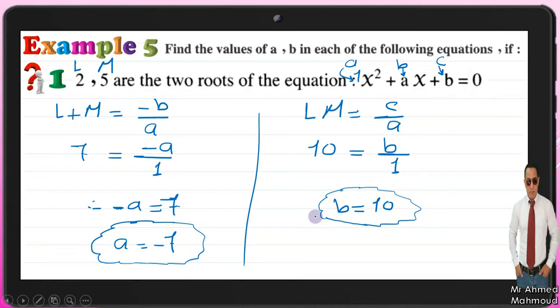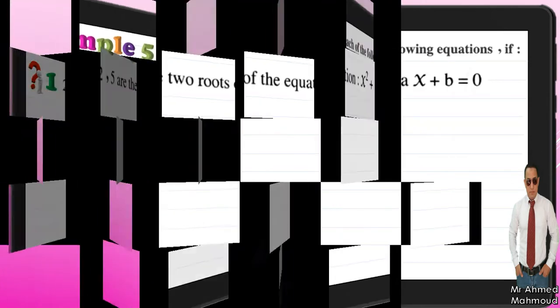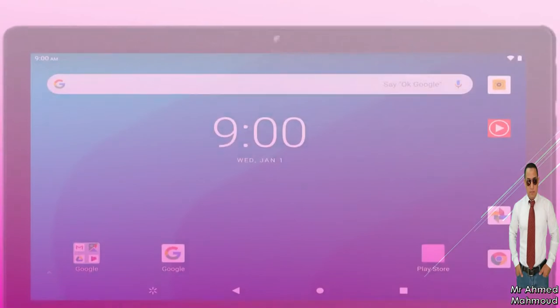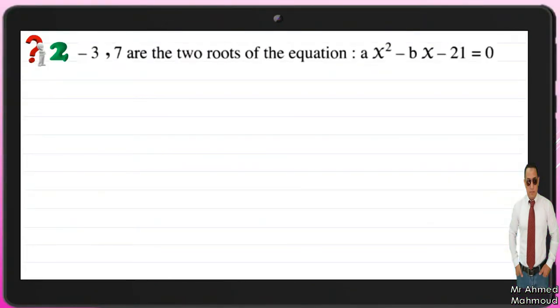Okay, this is number 1 in question 5. Number 2. Negative 3 and 7 are two roots of the equation ax power of 2 minus bx minus 21. This is L and this is M.